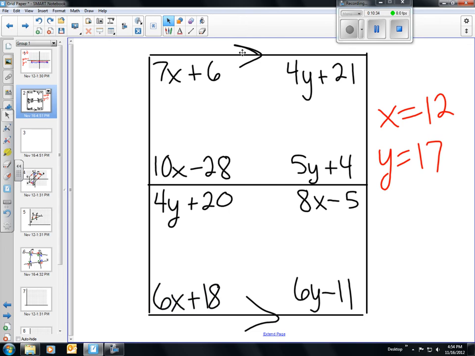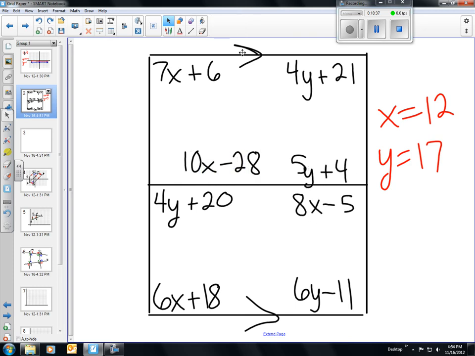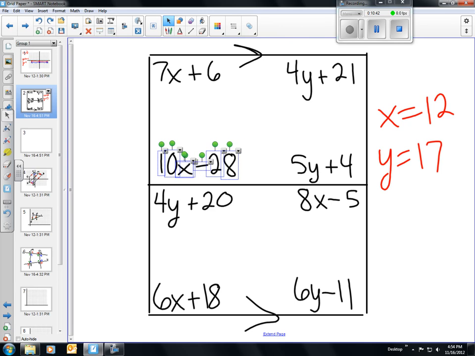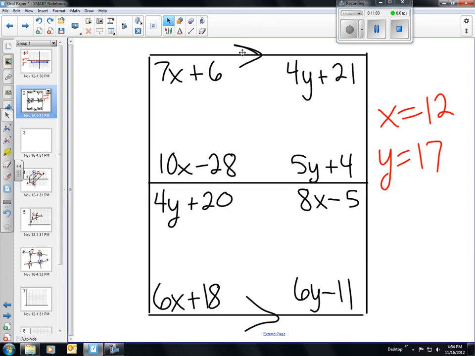We cannot say then that the 10x minus 28 is congruent to the 8x minus 5. Nor can we say the 4y plus 20 is equal to the 5y plus 4. Something else that is not true here is that 7x plus 6 plus 10x minus 28 would equal 180. That is not true because we do not know that this line is parallel to the others as well.